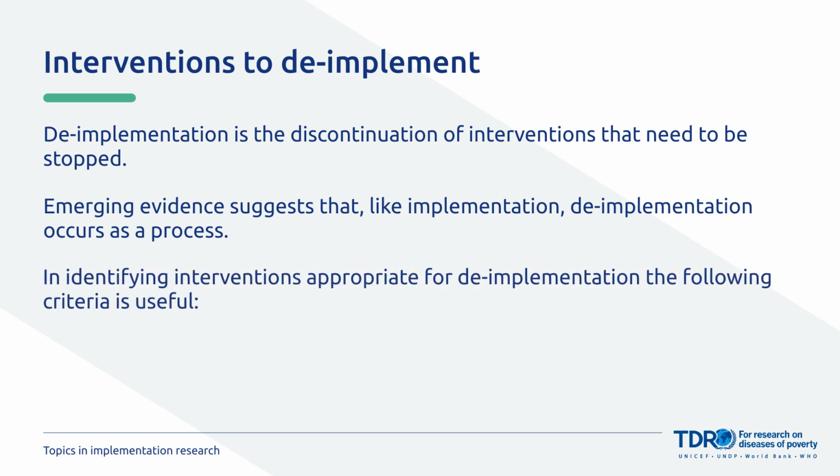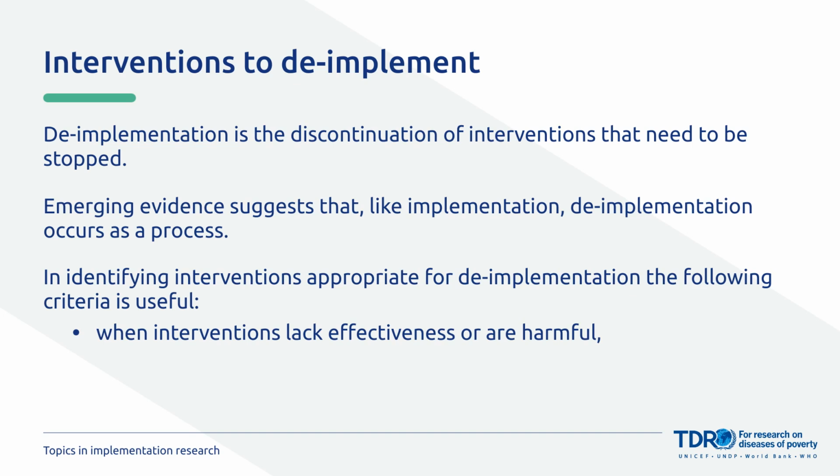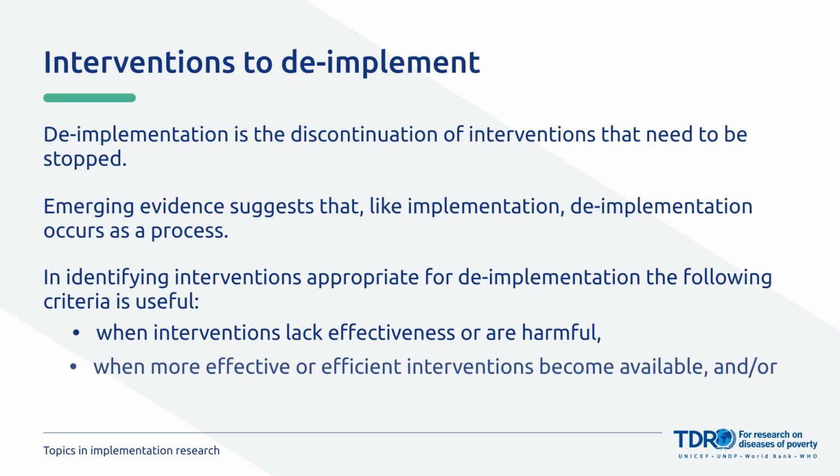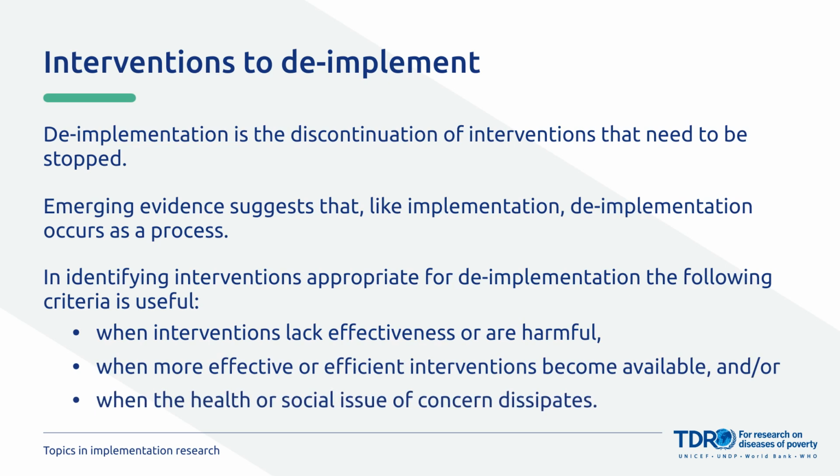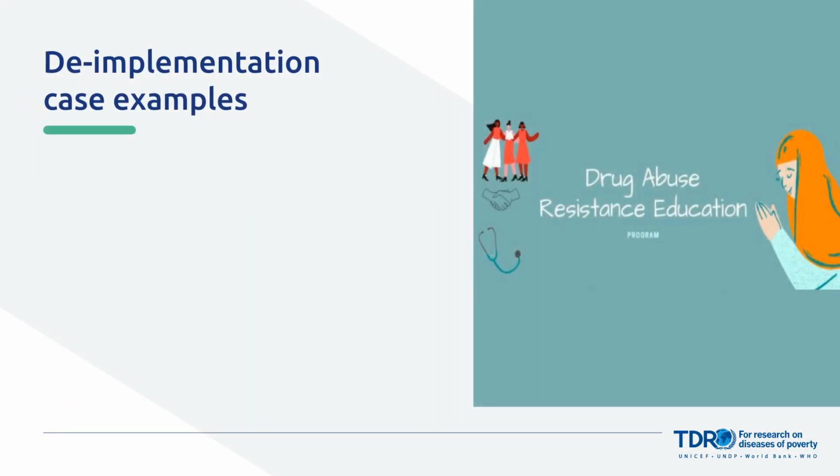A key question in de-implementation is figuring out which interventions should be stopped. Criteria for de-implementation include: when interventions aren't effective or are harmful, when better options are available, or when the health issue isn't a concern anymore. De-implementation may be needed when interventions lack evidence or are harmful.